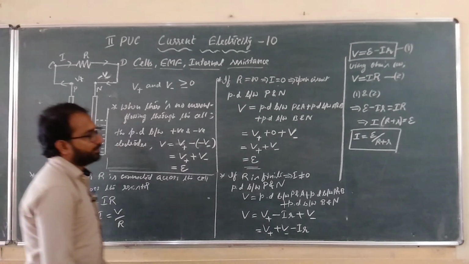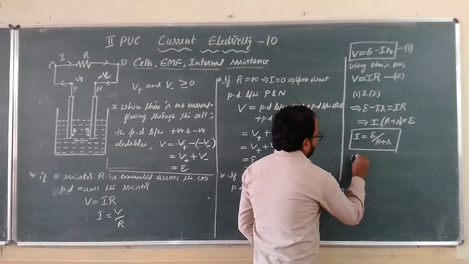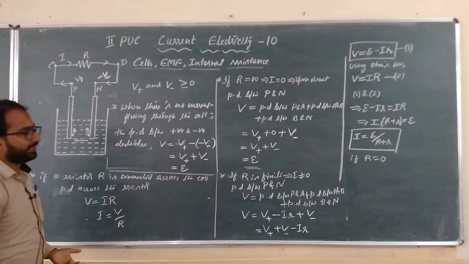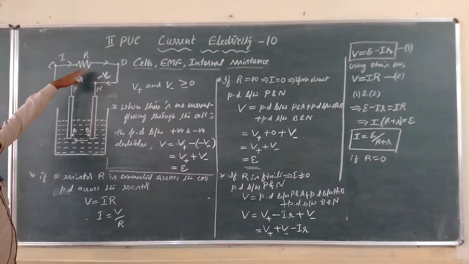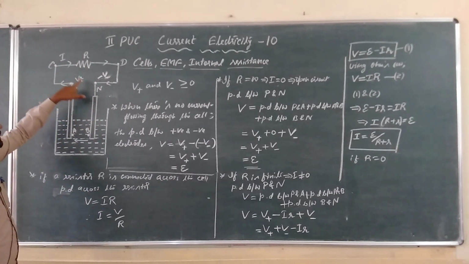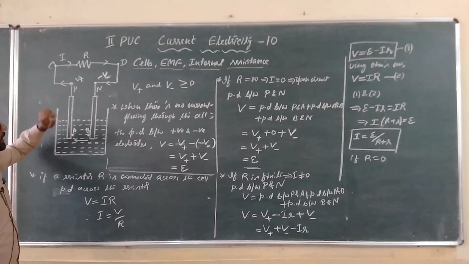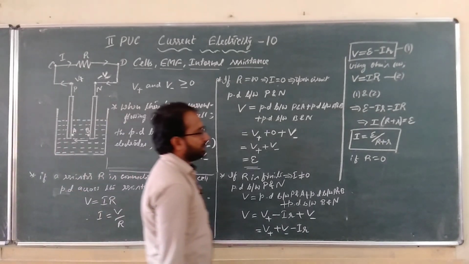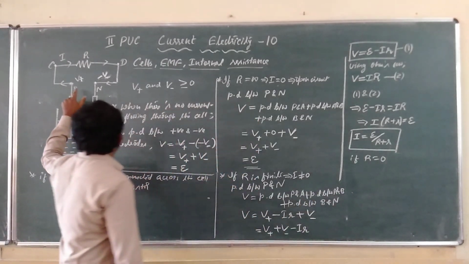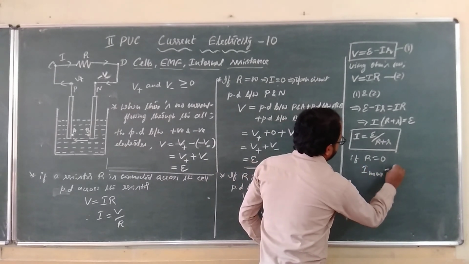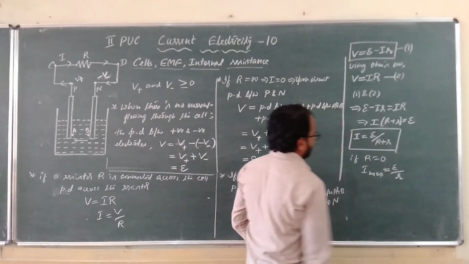So therefore I is equal to E by (R plus r). Now if R is infinity, then the circuit is open, there is no current. If R is 0, means now the two electrodes are connected without any external resistance, means it is short circuited. Now if R is equal to 0, when it is made short, then current flowing through the cell is maximum, which is equal to E by small r.